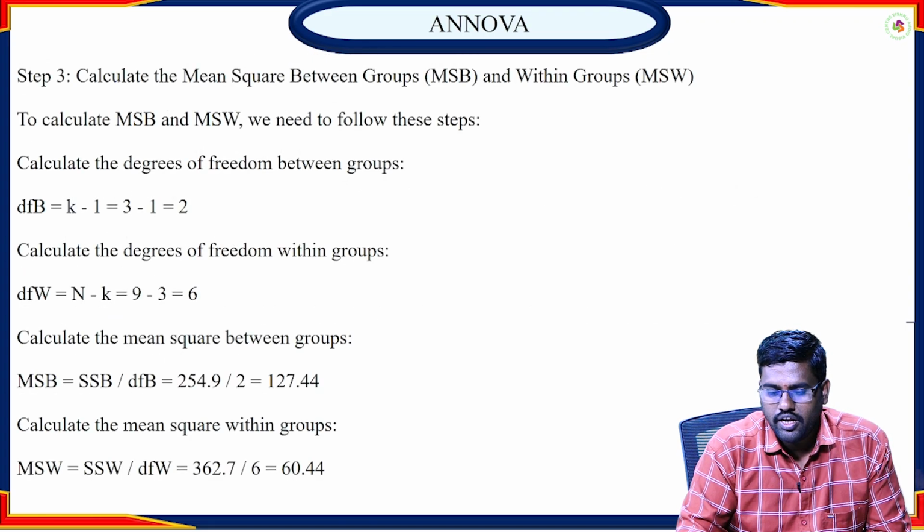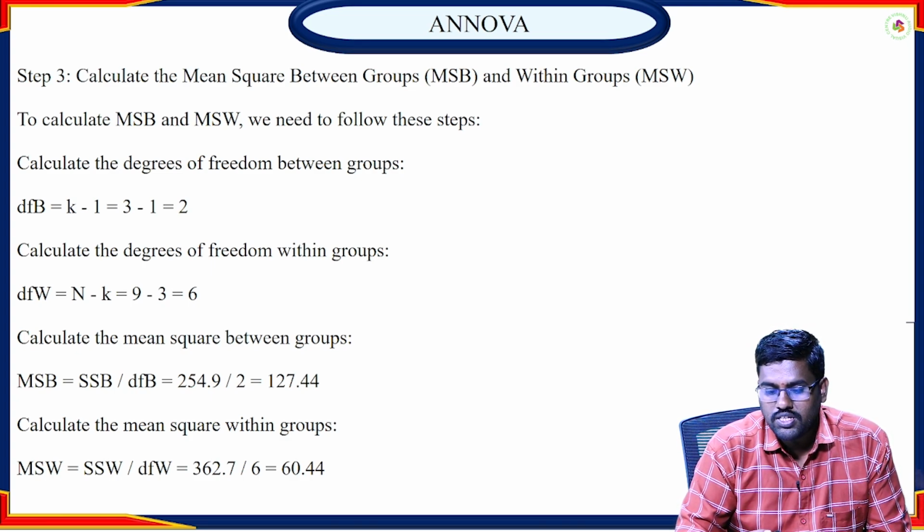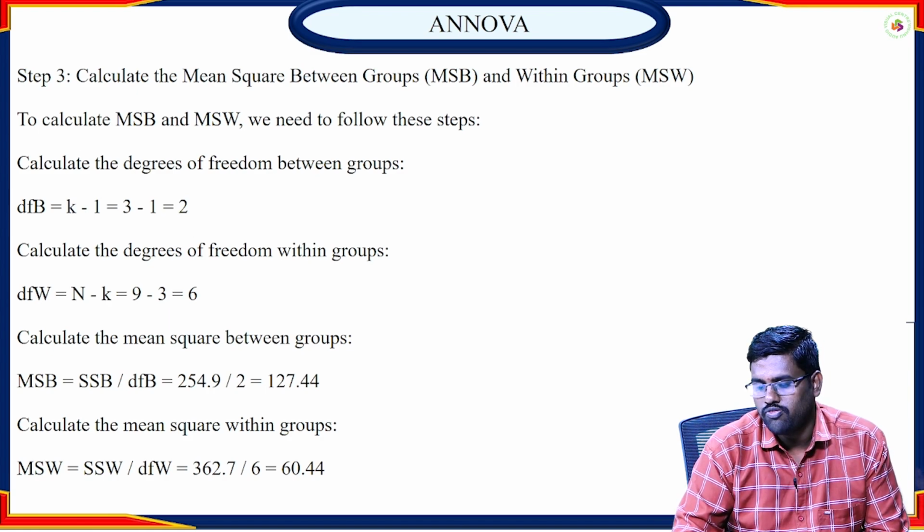DFB, the degrees of freedom between the groups, is K minus 1. The K value is 3, so 3 minus 1 is 2. DFW is N minus K, where N is the total number of values; there are 9 values in the given set, so 9 minus 3 groups is 6. Mean square between the groups means SSB divided by DFB: previously we calculated 254.9 divided by 2, since the DFB value is 2, giving 127.45. Next, MSW means SSW by DFW, which is equal to 60.44.